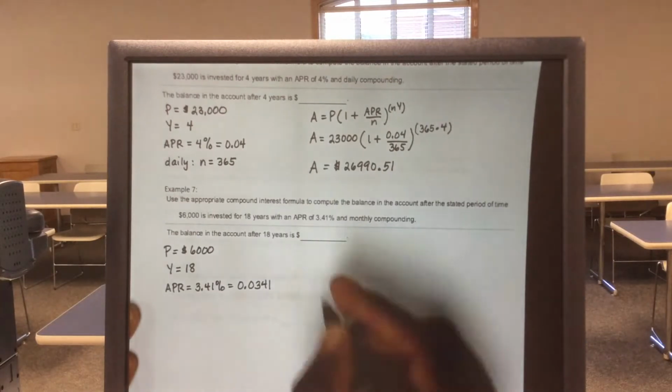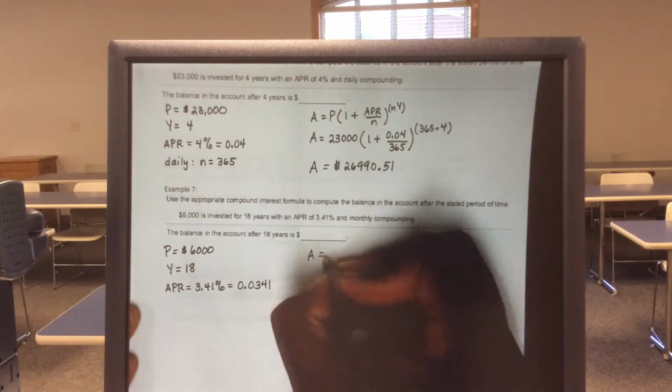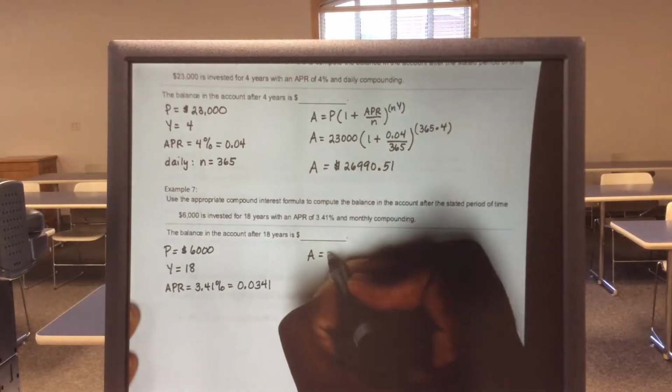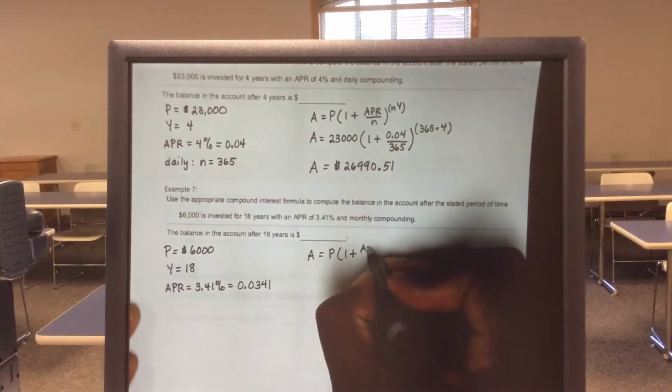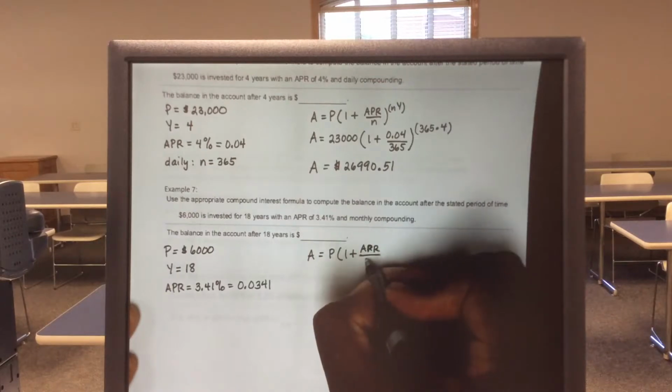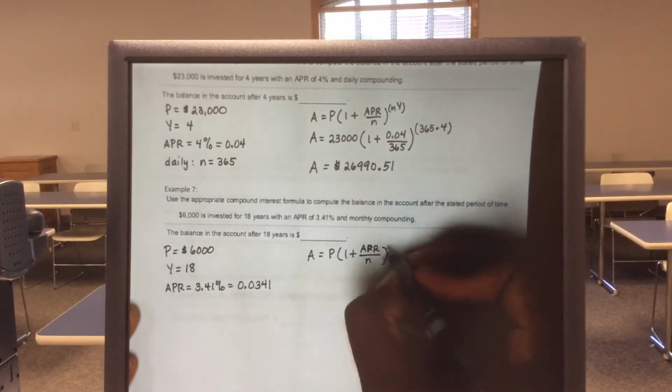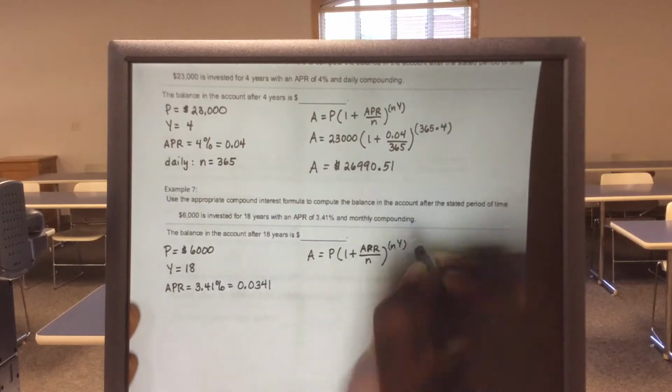And now we still use that compound interest formula for interest paid more than once a year. A is equal to P times the quantity 1 plus APR divided by N, and that's raised to the N times Y.